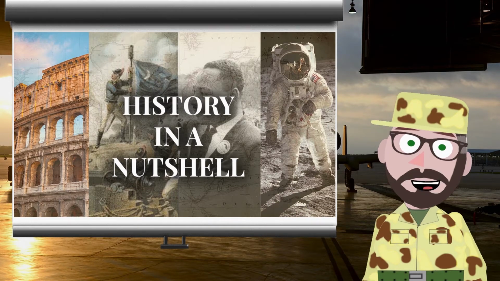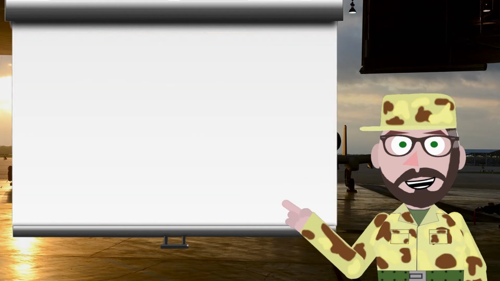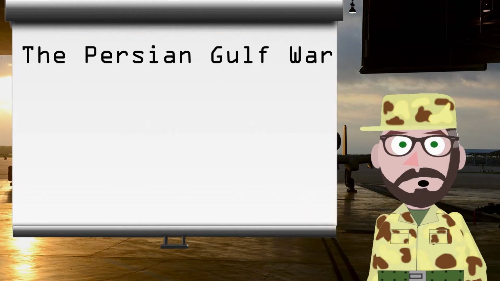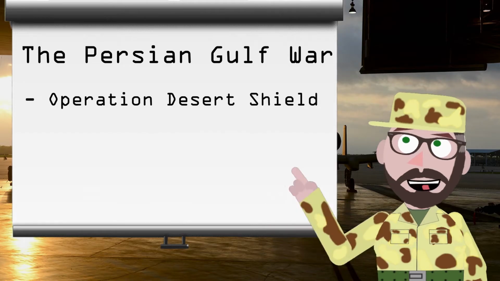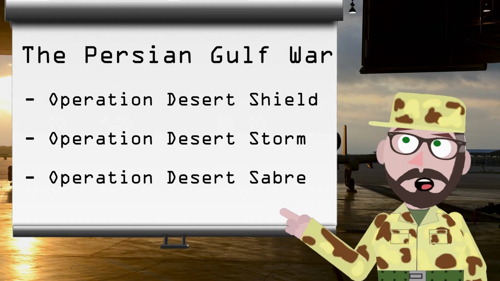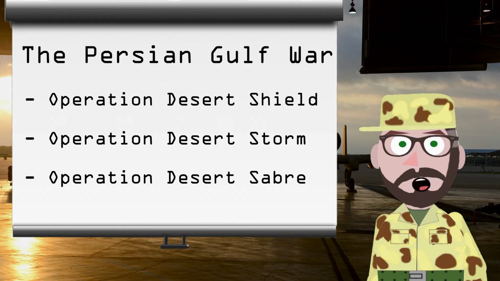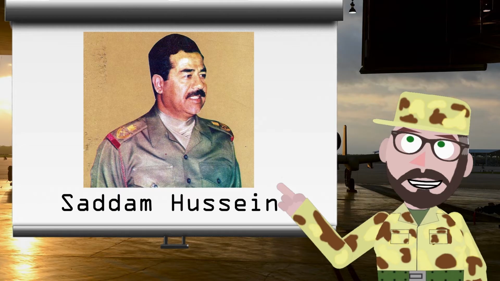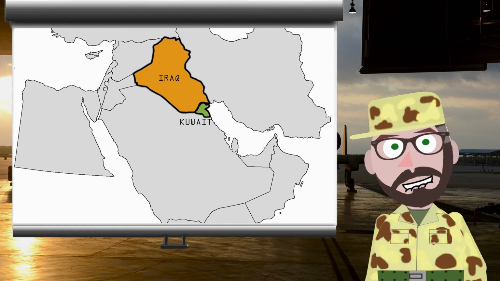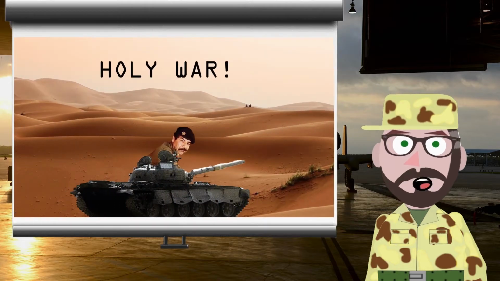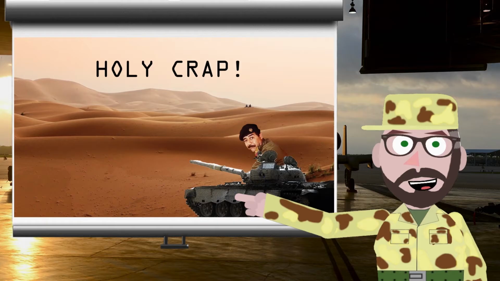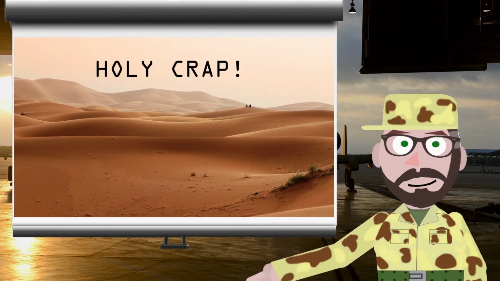This user-requested episode is going to explore a much more recent historical event, the Persian Gulf War. The Persian Gulf War, which includes Operations Desert Shield, Desert Storm, and Desert Saber, was the last major conflict of the 20th century. A coalition of around 35 countries participated in this war against dictator Saddam Hussein of Iraq. Iraq invaded its next-door neighbor Kuwait in August 1990, and the Allied coalition was formed with the goal of expelling Saddam Hussein's military forces from Kuwait.